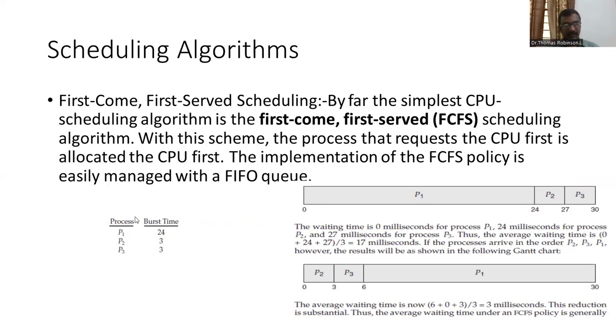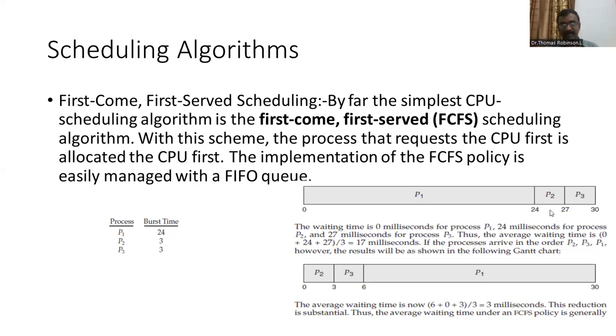Here two things are given: one is the process and one is the burst time. The burst time means the time taken to execute that particular process. Here we have taken the example processes P1, P2, P3. Process P1 will take 24 seconds, for example, in seconds. Process P2 will take 3 seconds. Process P3 will take another 3 seconds.